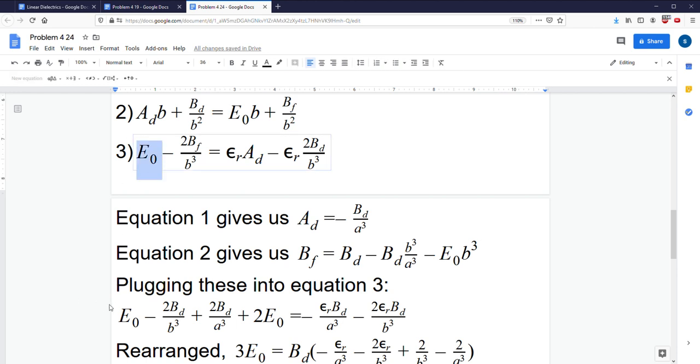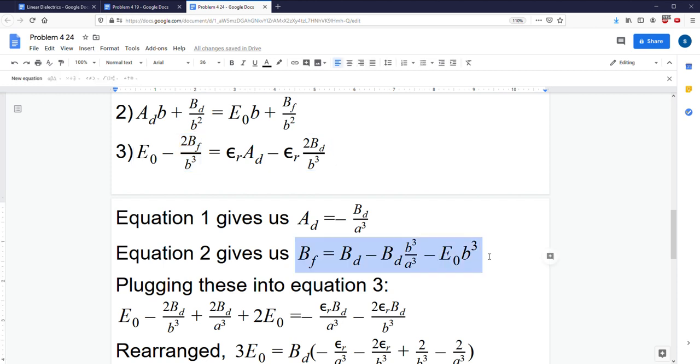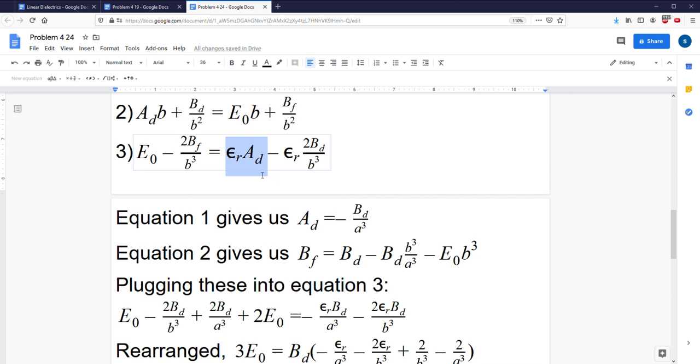So epsilon naught times 2 times BF over b cubed, BF is this, so 2 times BD over b cubed, plus, because minus, plus 2 times BD times b cubed over a cubed divided by b cubed, or plus 2BD over a cubed, plus 2 E naught b cubed over b cubed, so plus 2 E naught, equals negative epsilon r BD over a cubed minus epsilon r, minus 2 epsilon r BD over b cubed. That is quite a mouthful.